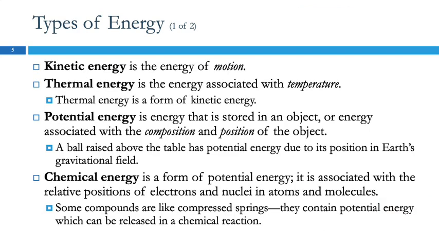So kinetic energy is energy of motion. Thermal energy is energy associated with temperature. And temperature is a form of kinetic energy because all the particles in a solid, a liquid, or a gas are moving. And if we increase the temperature, we increase how much movement there is. In a gas, they're moving faster through space. In a solid, they're going to be vibrating more. And so they have higher kinetic energy. And we detect higher kinetic energy in a substance as it being warmer.